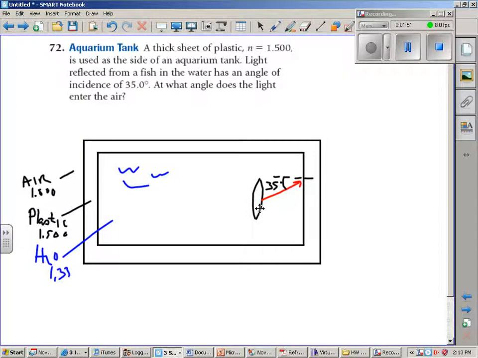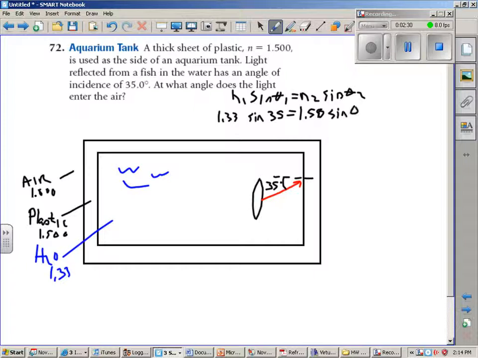Oh boy, so this is going to be tricky. So let's see, it's going from the water to more dense. Well, let's plug it into Snell's law first of all to see how it's refracted. So n1 sine theta 1 equals n2 sine theta 2. So it's going from the water into the plastic, 1.50 sine theta 2.